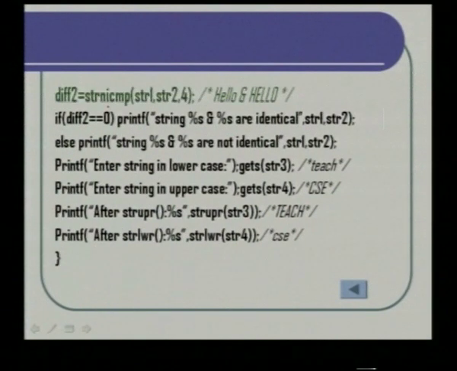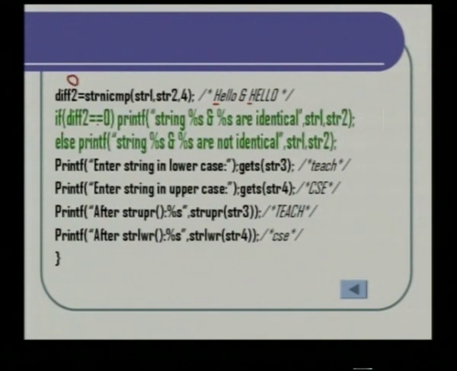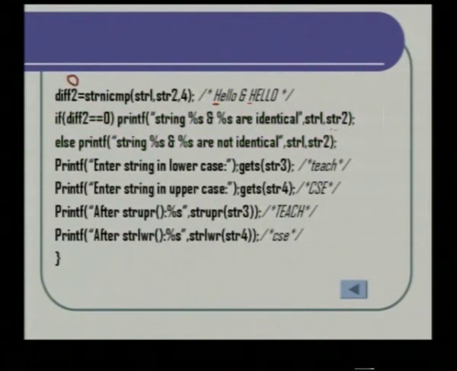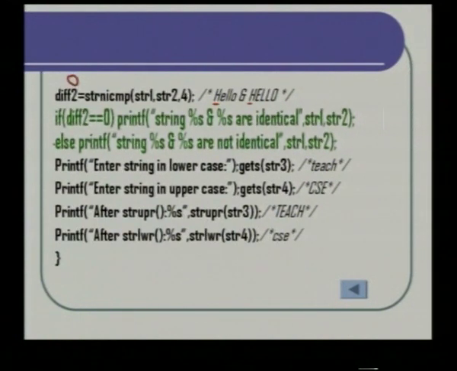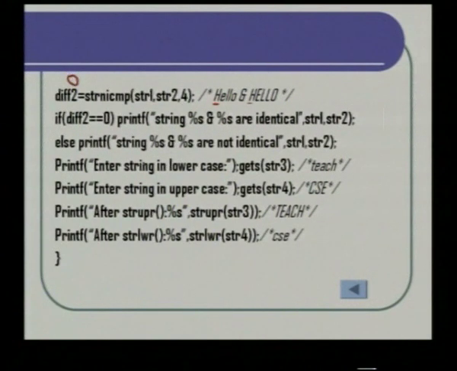Next, when I want to compare ignoring the case, the same first 4 characters, again the two texts are over here. Here the compiler will not bother about whether they are capital or small. It will simply check whether it is H, E and double L. Yes, the characters are the same. So, it will return the value 0 to diff2. Then I am checking if it is equal to 0, and I am printing that the strings are identical. Because it is equal to 0, the strings will be printed as identical. Here the else statement is ignored by the compiler.